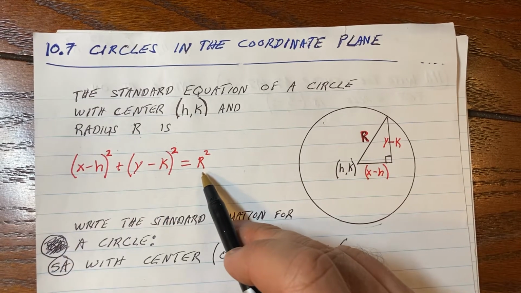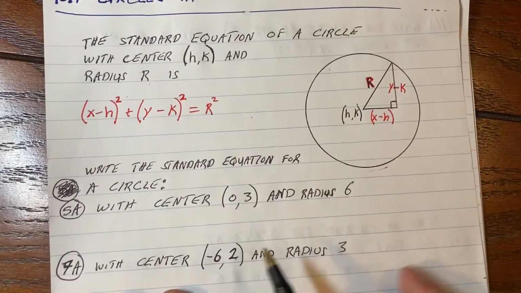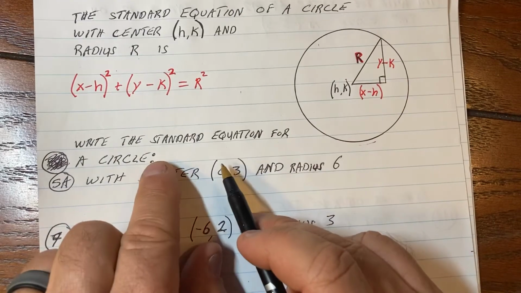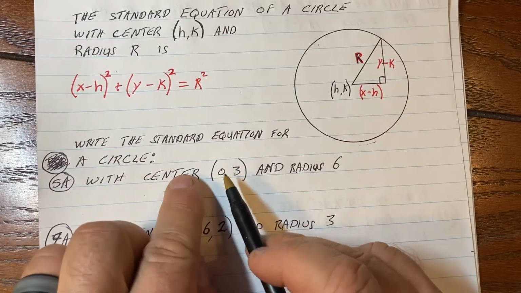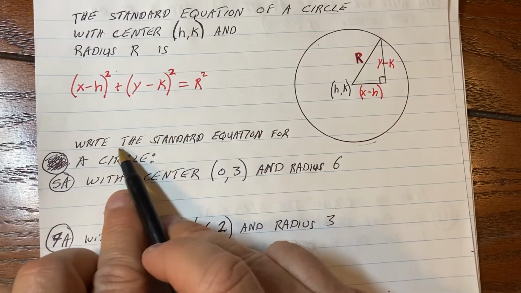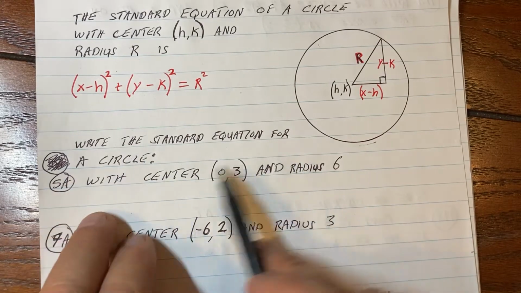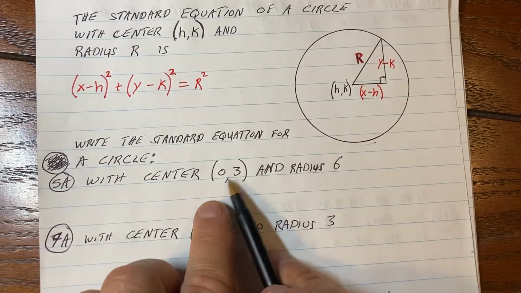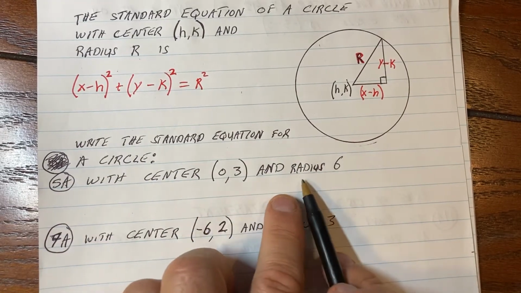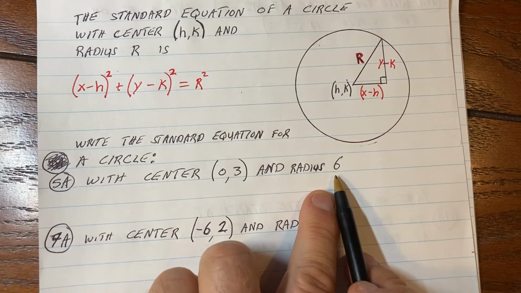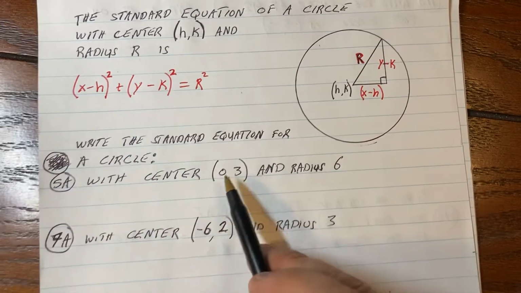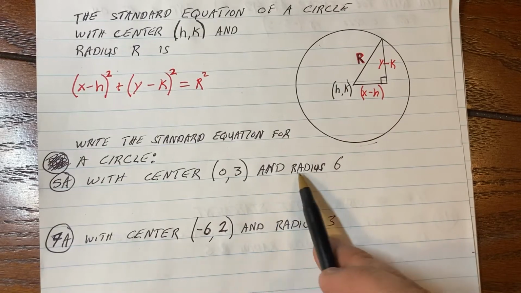So what does that mean? I don't understand. Okay, let me show you some things. When you see it, you go, oh, that's nuts. Looks a lot harder than it is. Write a standard equation for a circle with center at 0, 3 and radius is 6 units. So the center is 0, 3 and the radius is 6.